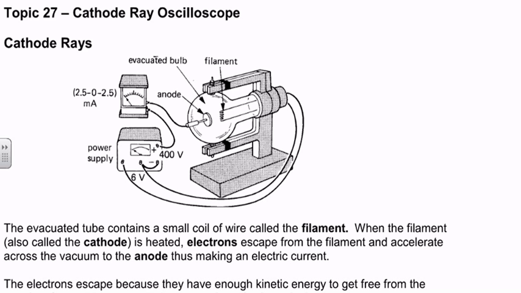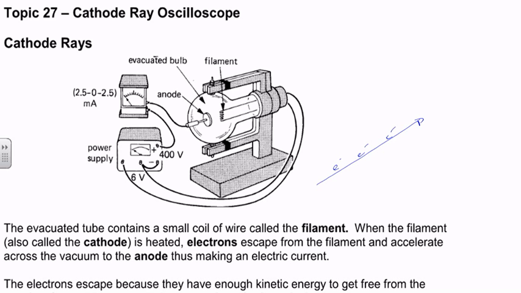Okay, so here we're looking at the cathode ray oscilloscope, CRO. Now, what is a cathode ray? A cathode ray is essentially just a beam of electrons, a whole lot of electrons flying through the air. Cathode refers to negative, anode refers to positive. Electrons are negative, that's what it refers to.